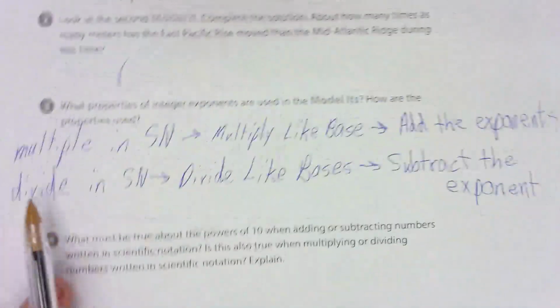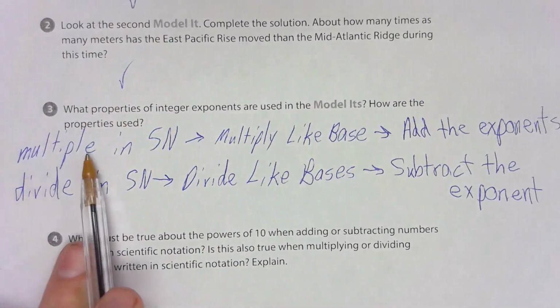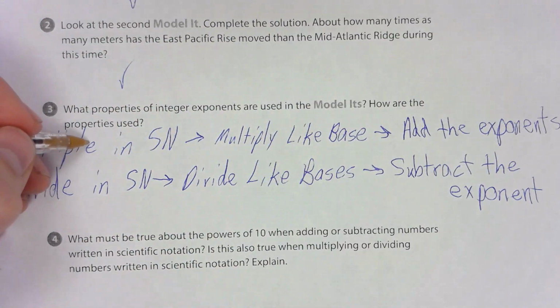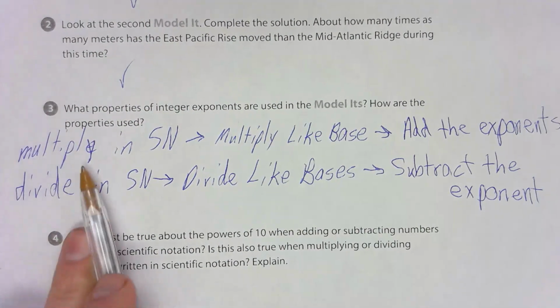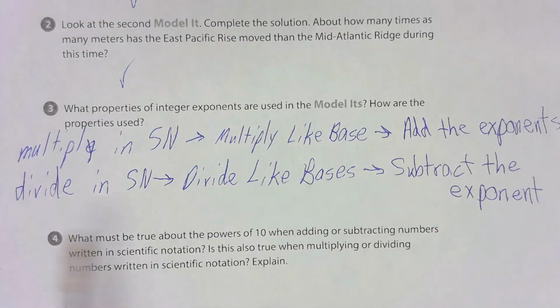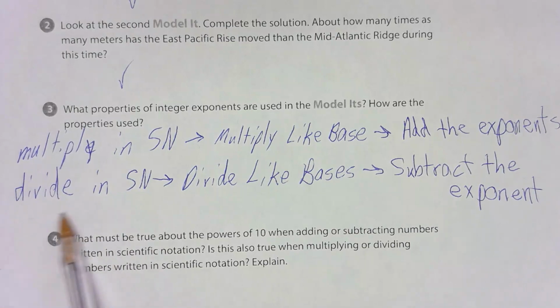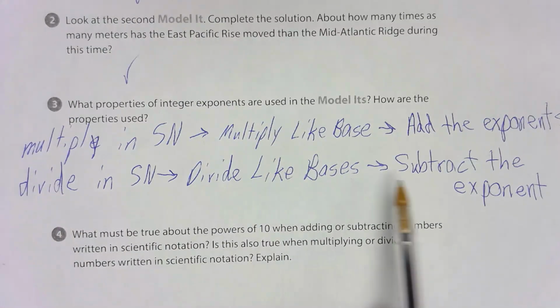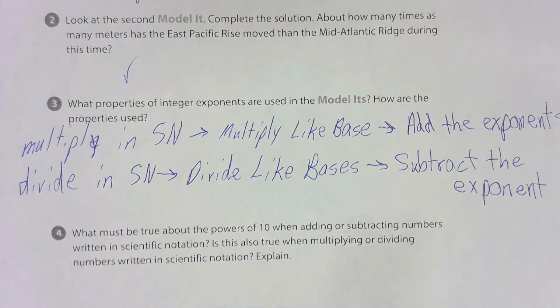But every time we multiply in scientific notation, we're going to be adding exponents. Every time we divide in scientific notation, we're going to subtract the exponents.